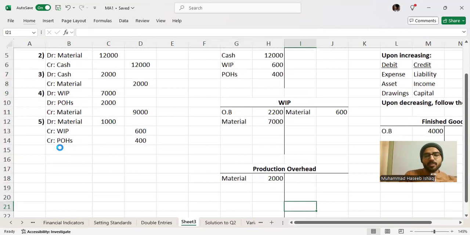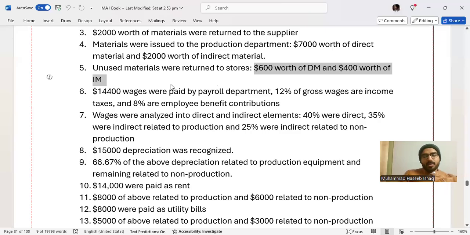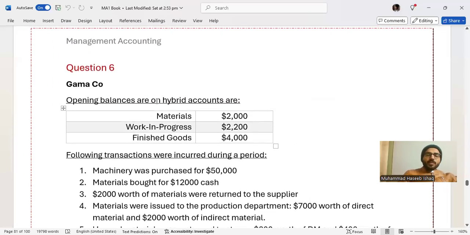And then the production overhead account is also being credited. So we will write 400 on the credit side of it, and we will use the name of the opposite account, which is material, that is being debited. So that was all. This is up till the fifth transaction. So I hope it is very clear to you.